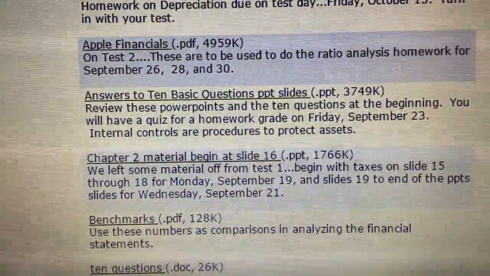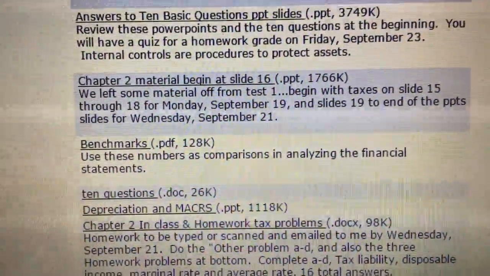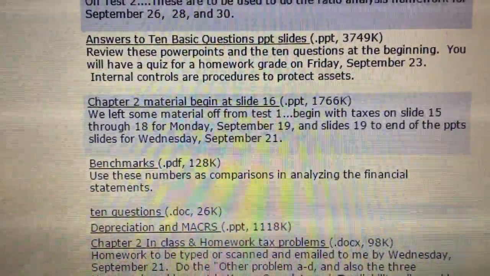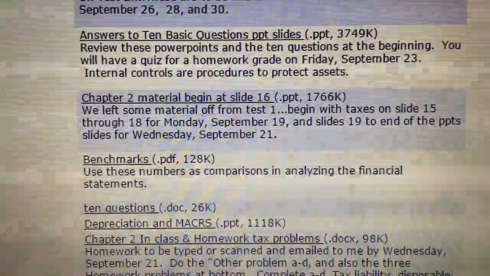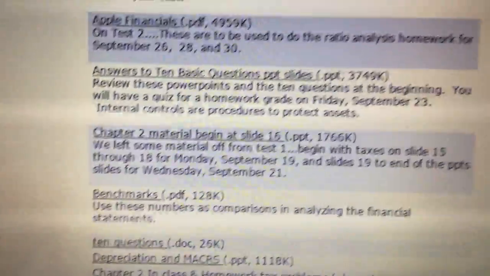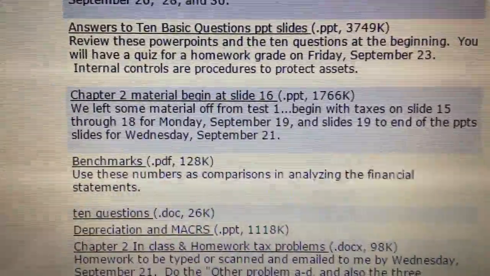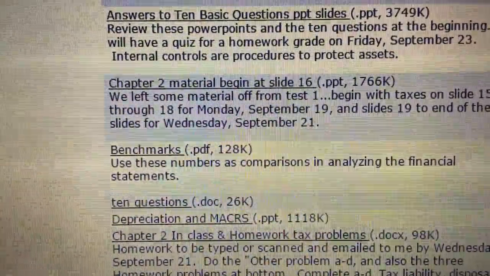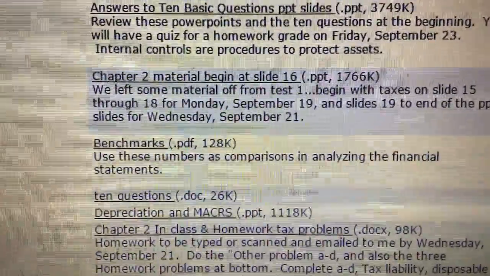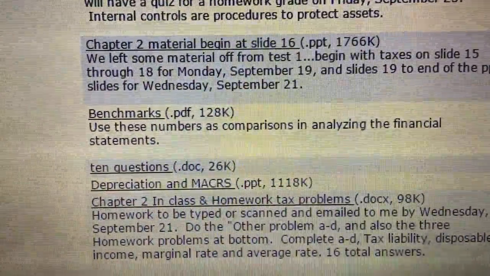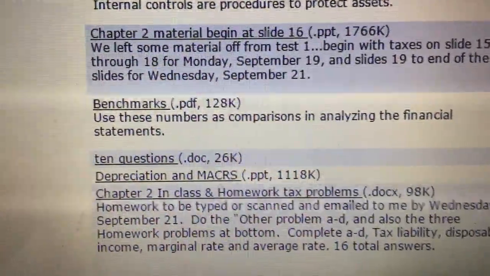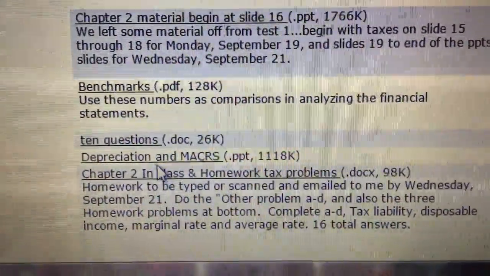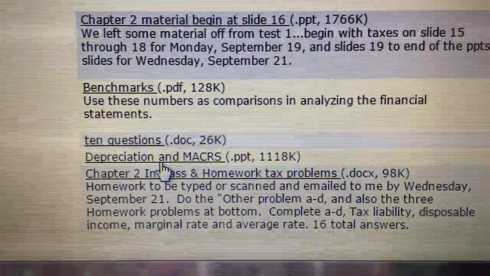Then you had some chapter 2 material, which goes back over a month. This was picked up either right before I left or right at the same time when I had my accident. So a portion of that will be on the test. Benchmarks were just some, you need to know what it is, but these were numbers for comparison. There's your 10 questions if you want another handout. You also need to pull up your depreciation PowerPoints. This is where we are today.